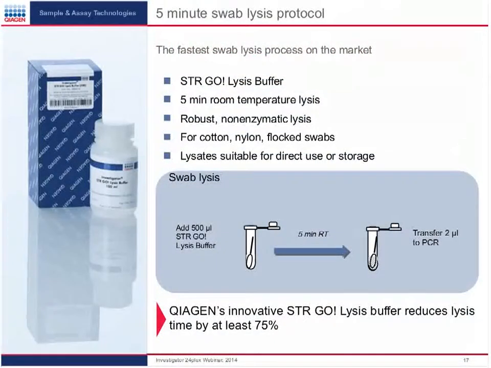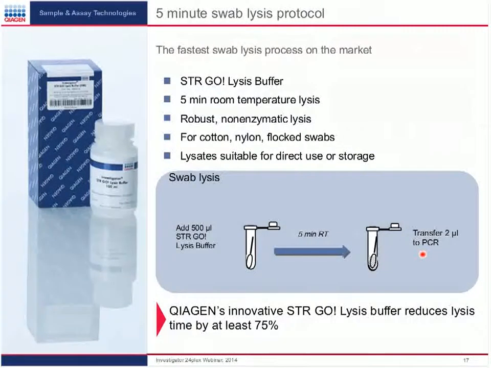The protocol looks like this. You have to collect your sample and place it into a tube. Then you add 500 microliters of the STR Go lysis buffer. Then you incubate 5 minutes at room temperature, and that's all. Then you can transfer 2 microliters to the PCR and go for cycling.